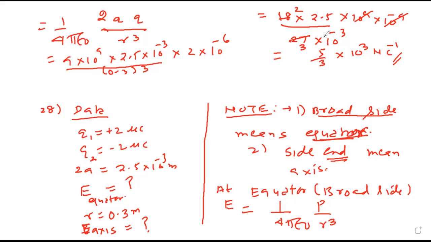Answer is not matching, that is what they are saying. Broadside by distance of 0.3 from this dipole, 0.3 from the center, 0.3 meter from the dipole. 5/3.